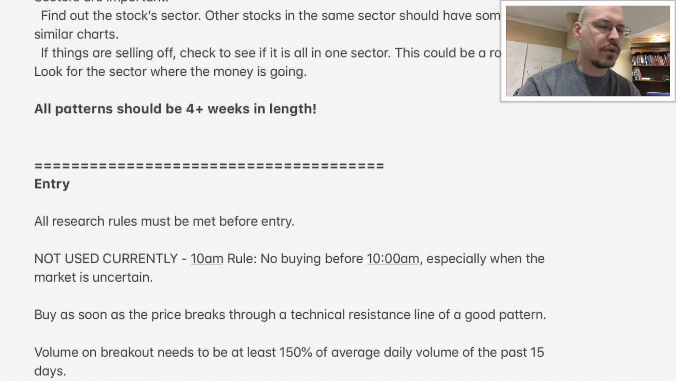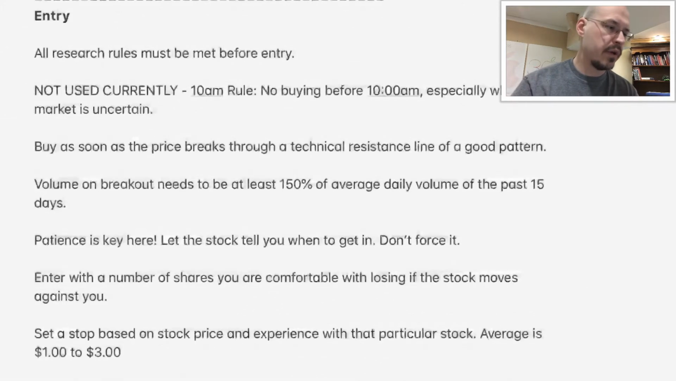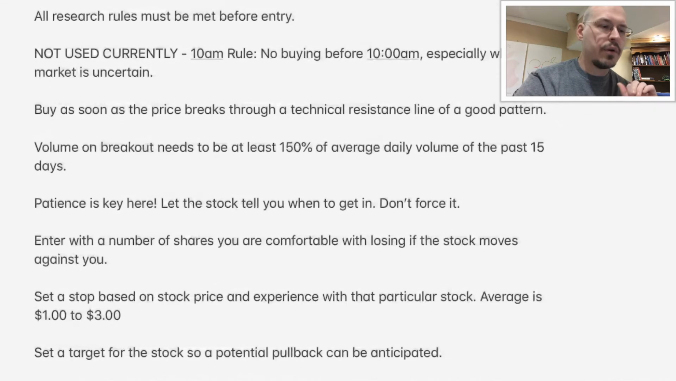Again, if you want to read these, I don't want to go into too much detail because I don't want the video to be too long. Just pause the video, you can read it. On my entries, I want something to break out with about 150% of its 15-day average volume. So I want a big increase, 150% or more. Sometimes you get 300, 500, whatever, when it breaks out, and then buying right up the line as it crosses with that level of volume.